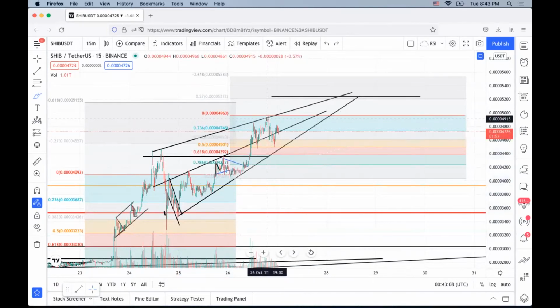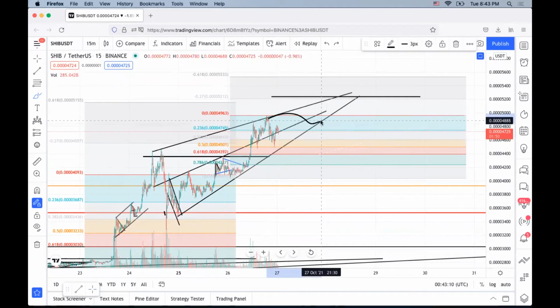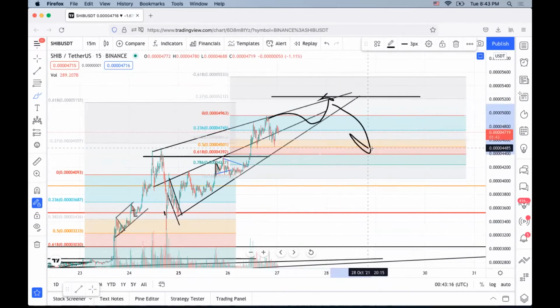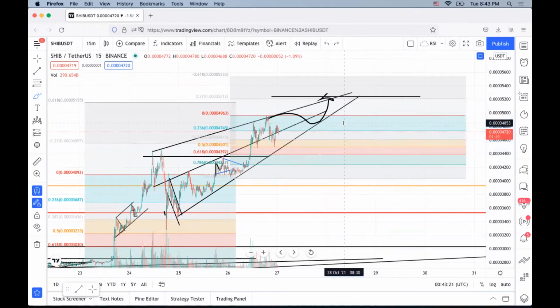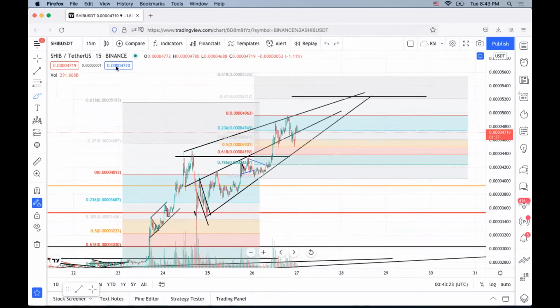I do believe we could actually come back down and bounce, and then maybe come up right around this target area, and then break down, bearish, out of our rising wedge. But let's go over here and take a look at our RSIs and see how we are looking.